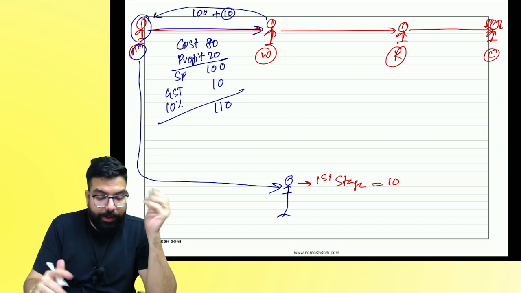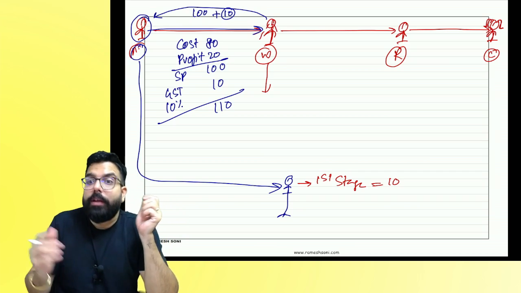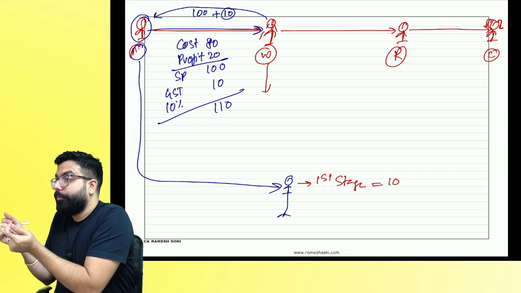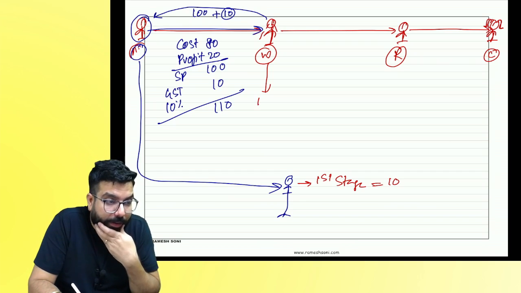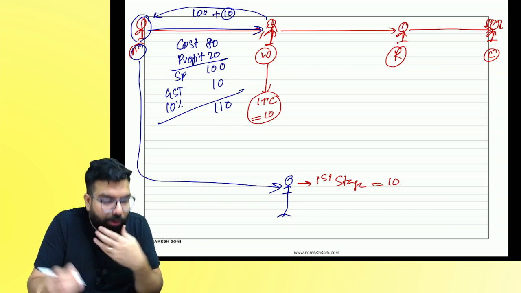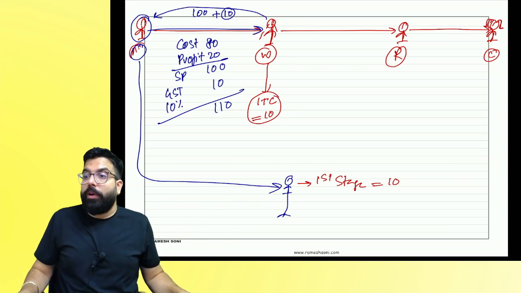Okay. This wholesaler started crying. Why? Sir, why did you take tax from me? How much did he pay? What will government say? You can take input tax credit. How much? Everyone is clear till here? Everyone here now.